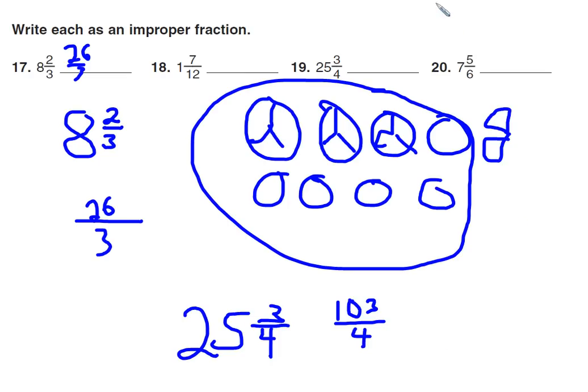Okay? So whole number, 7 times 6 is 42, plus 5 more, 47. The denominator stays the same. Okay. 1 times 12 is 12. Plus 7 is 19. So 19 twelfths.